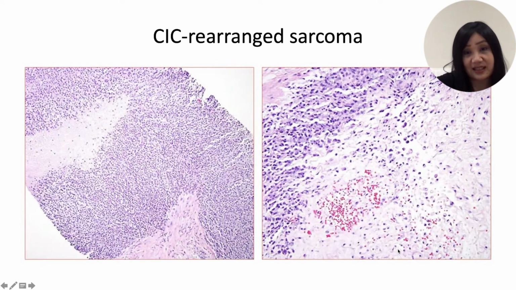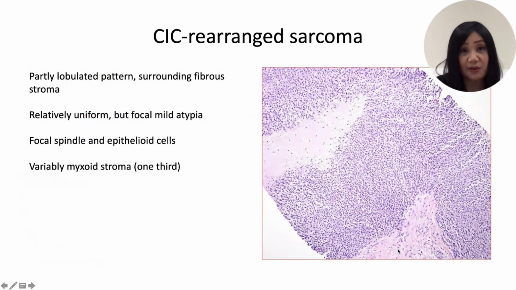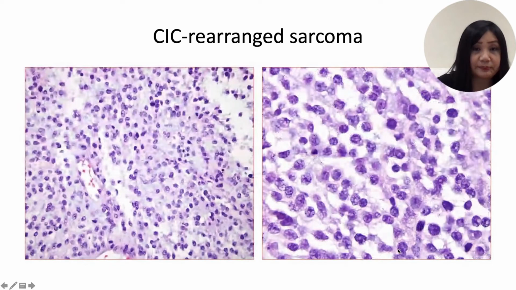So let's try and discern the differences in morphology. CIC-rearranged sarcomas typically show a partly lobulated pattern of the tumor within surrounding fibrous stroma. The cells are quite uniform, but there is at least focal mild atypia. Also, focally, there is some cellular spindling and epithelioid cells, in contrast to typical Ewing sarcoma. And then these cells are disposed in variable myxoid stroma in at least a third.